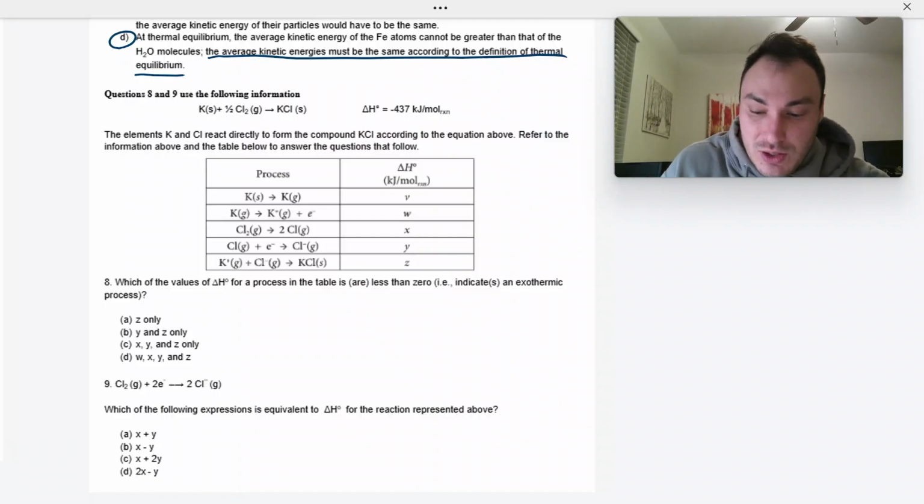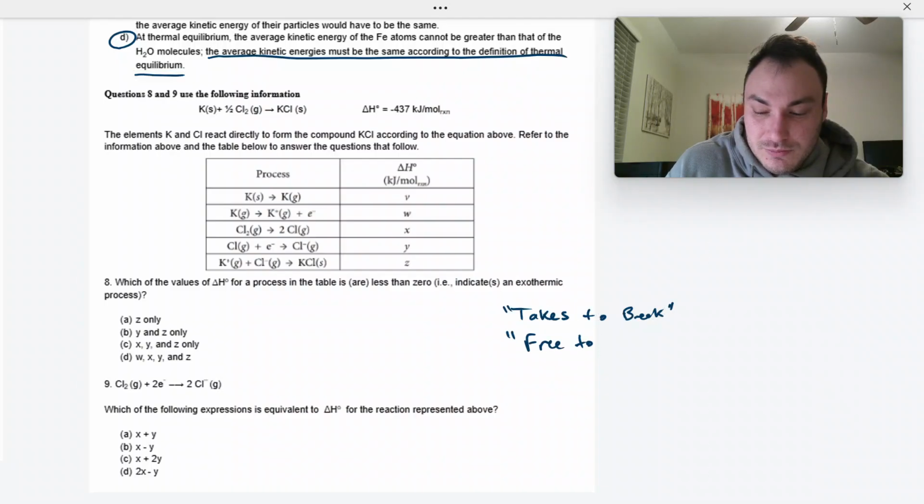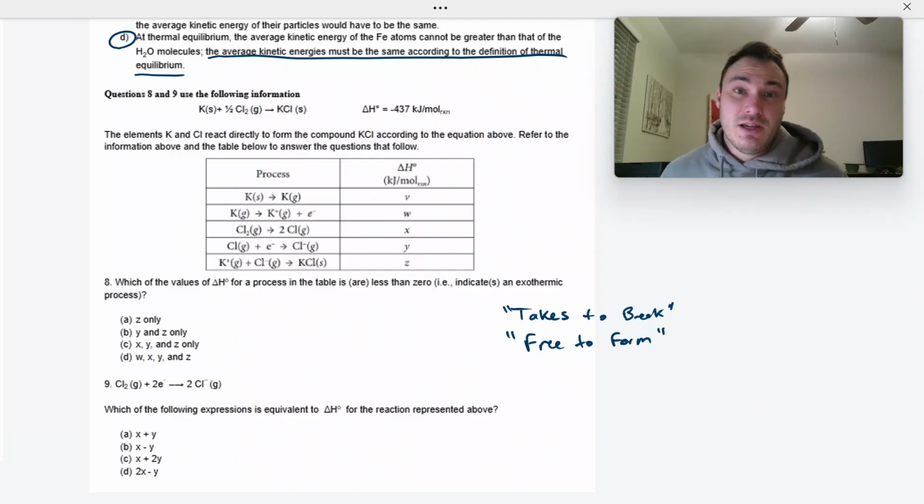And to do this, it takes energy to break and frees energy to form. If we are breaking any sort of bond or IMF, that means it's going to be endothermic because we need to put in energy to break that bond. If any sort of bond or IMF is forming, then that's going to release energy.